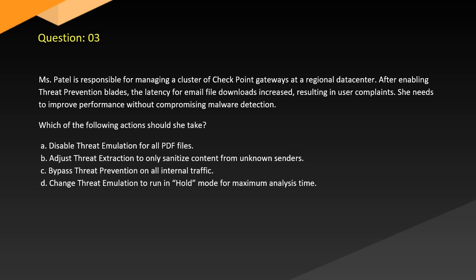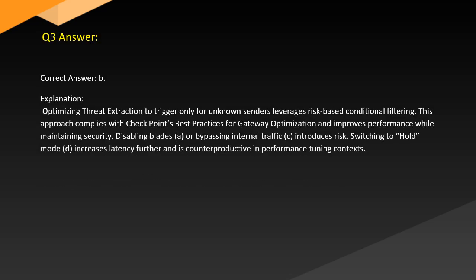A. Disable threat emulation for all PDF files. B. Adjust threat extraction to only sanitize content from unknown senders. C. Bypass threat prevention on all internal traffic. D. Change threat emulation to run in hold mode for maximum analysis time. Answer. Correct answer: B. Explanation.